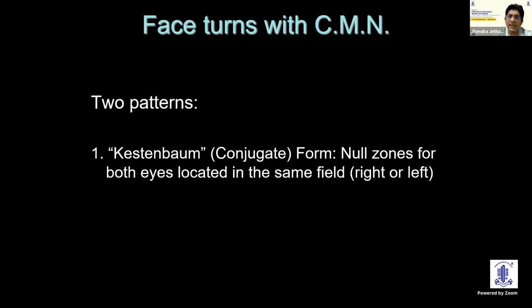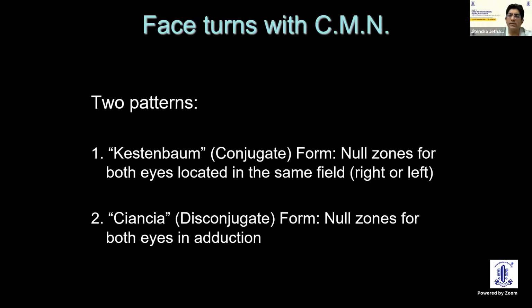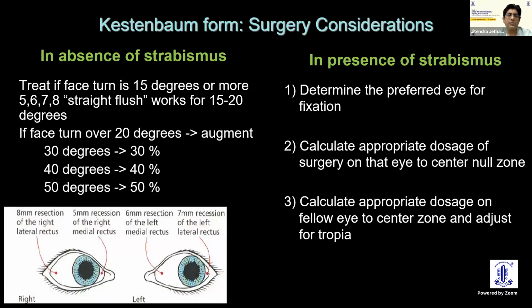Face turns can be of two types. They could be conjugate and they could be disconjugate. When they are conjugate, there can be a presence or absence of strabismus. If there is a presence of strabismus, when the patient is looking towards the right, the eyes are toward the left, so the null zone is on the left side. Straight flush, it works for 15 to 20 degrees. In the presence of strabismus, we have to determine the preferred eye for fixation, calculate the appropriate dosage of surgery on that eye to center the null zone, and then calculate the appropriate dosage on the fellow eye to center the zone and adjust for the tropia.